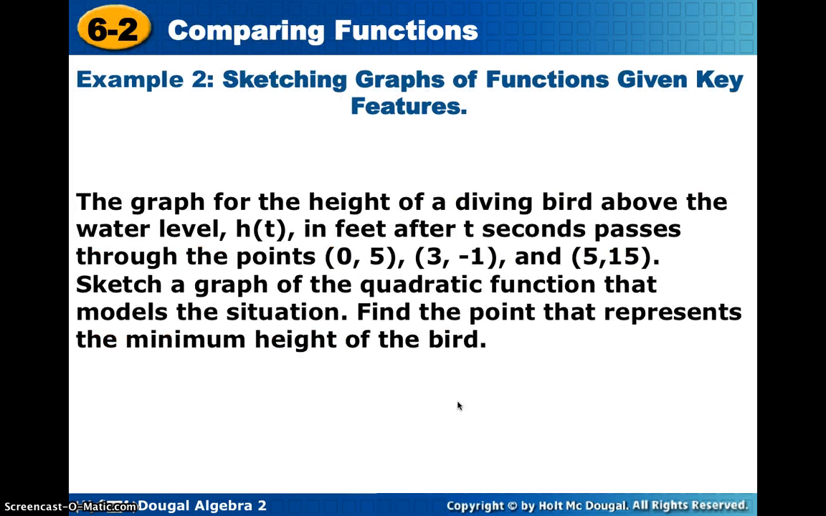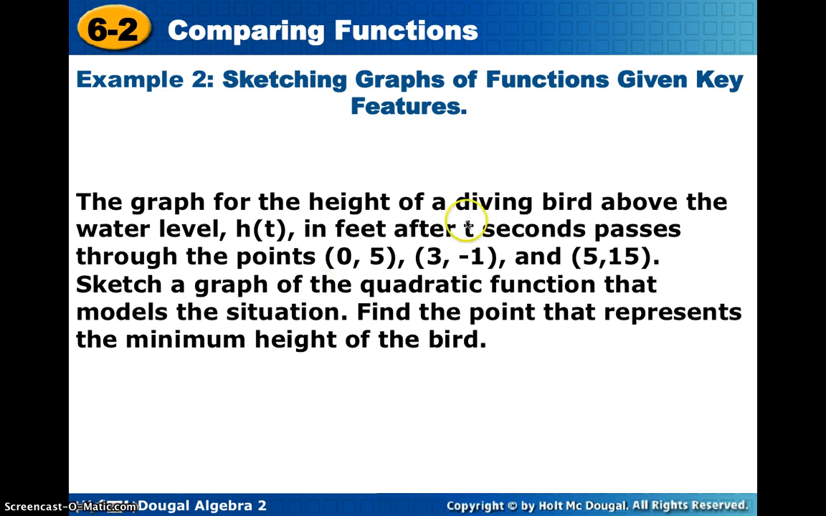Good. Example 2: the graph for the height of a diving board above the water level, h(t), in feet after t seconds, passes through the points, and they give us 3 points here that the function is passing through. Sketch a graph of the quadratic function that models the situation. Find the point that represents the minimum height of the bird.